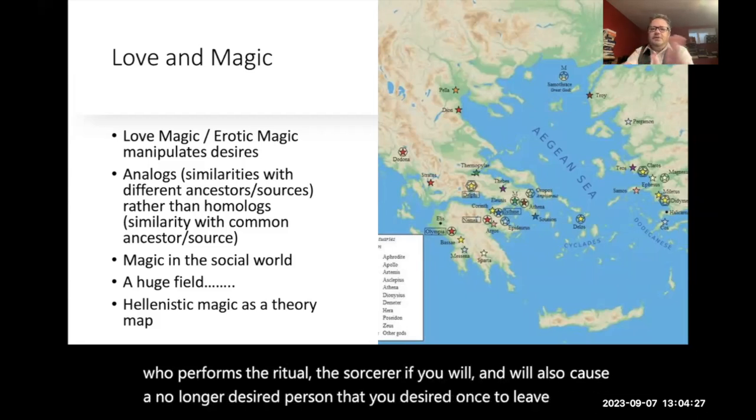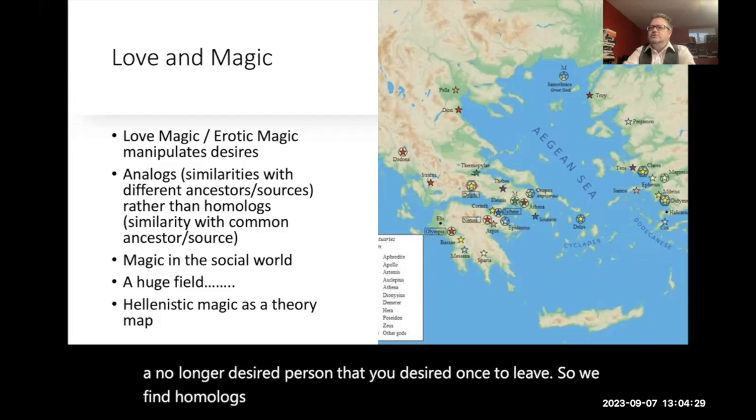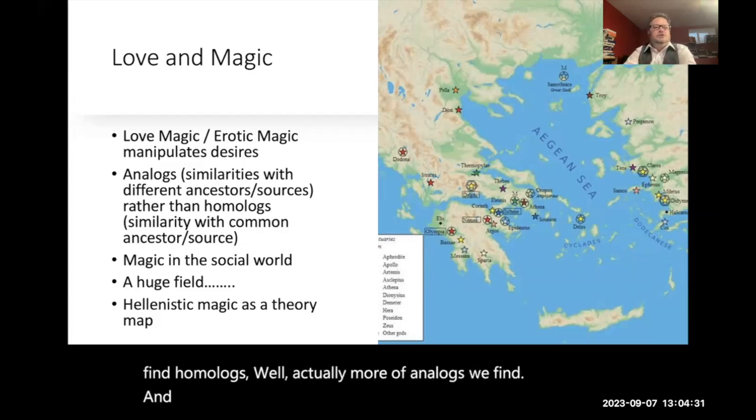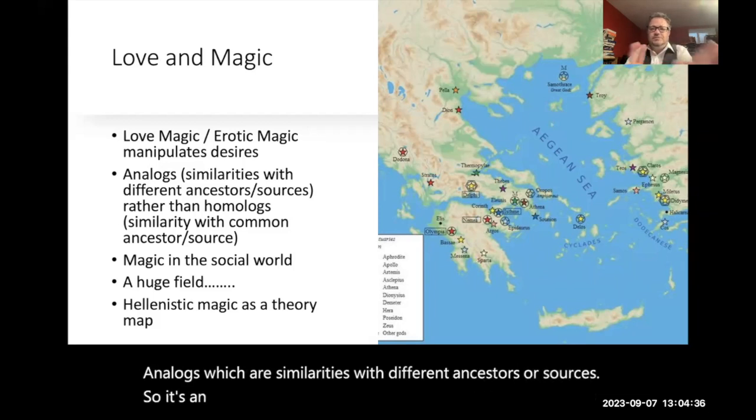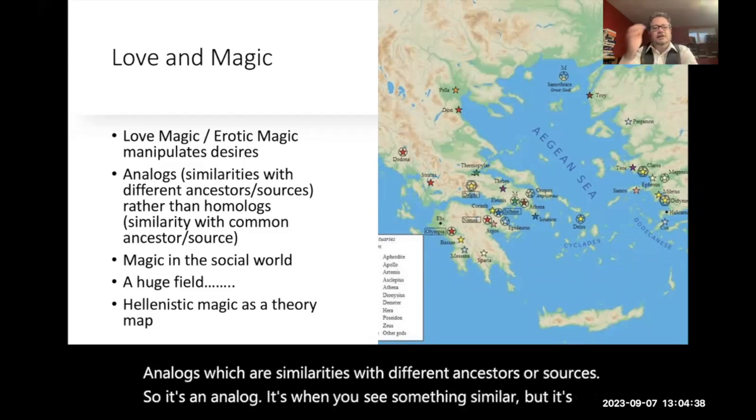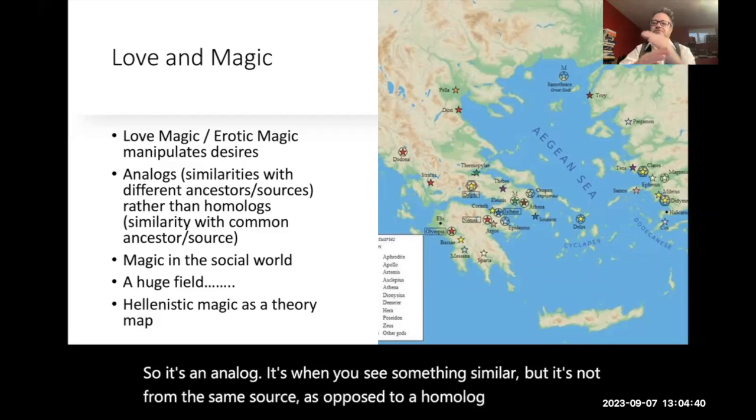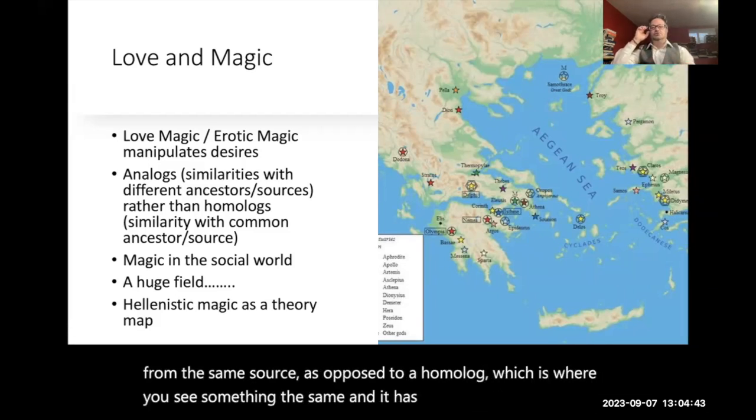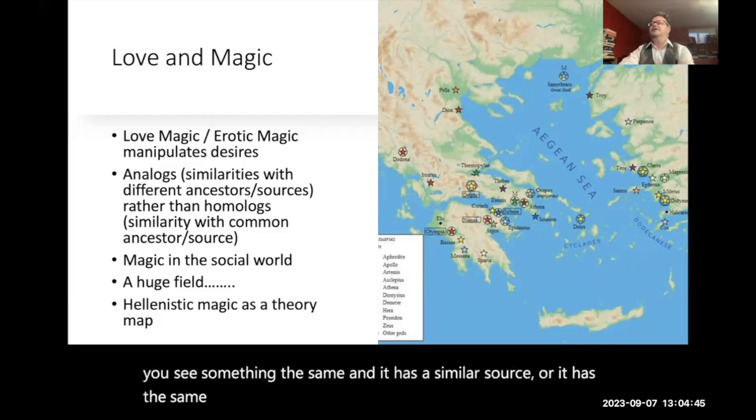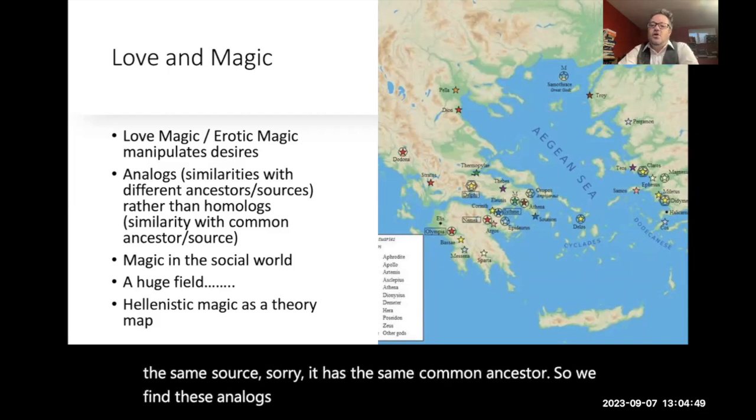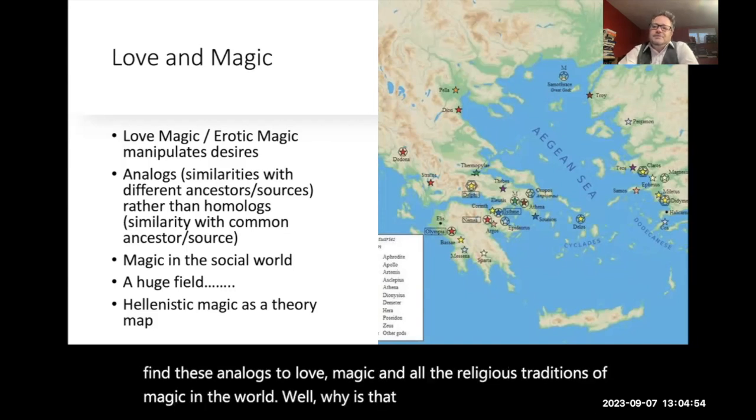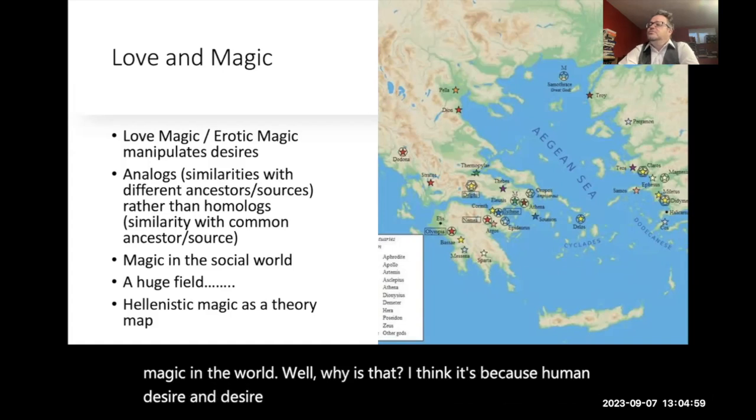So we find homologs, well, actually more analogs. Analogs are similarities with different ancestors or sources. It's when you see something similar, but it's not from the same source, as opposed to a homolog, where you see something the same and it has the same common ancestor. So we find these analogs to love magic in all the religious traditions of magic in the world. Why is that? I think it's because human desire is a universal human problem.